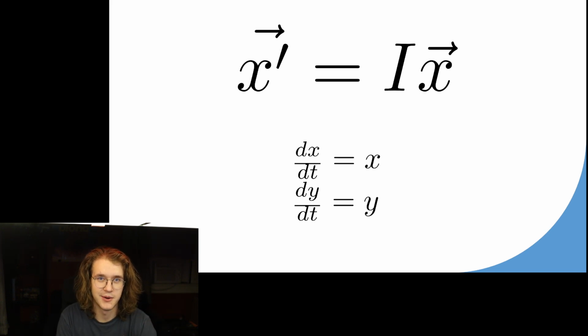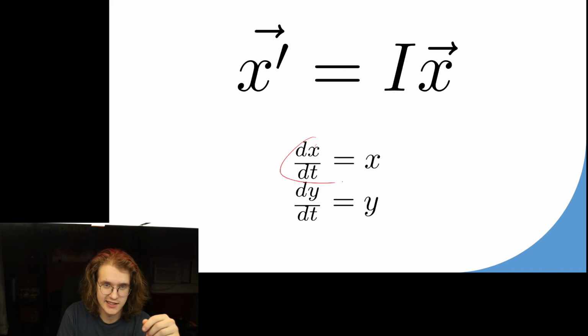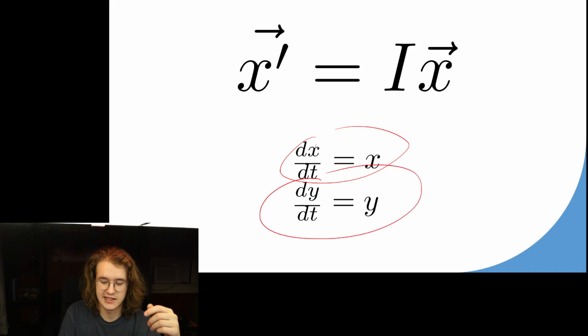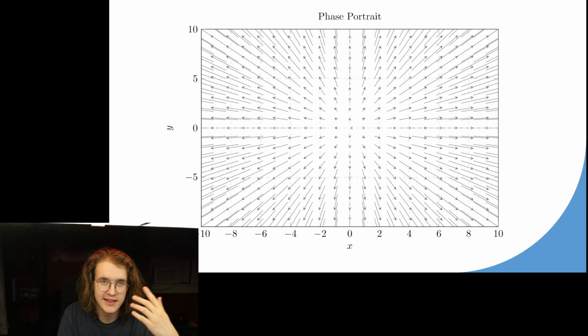So here I just wrote what the system would look like with our identity matrix. We just have the change in x is given by x and the change in y is given by y. And this is what that looks like plotting. So, all right, we have this, and then we go to the next one.